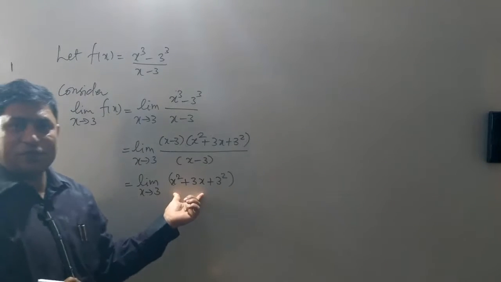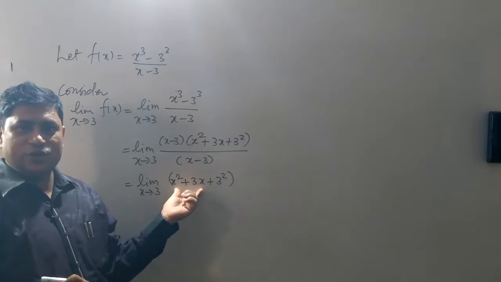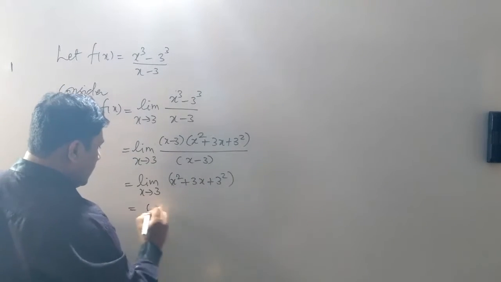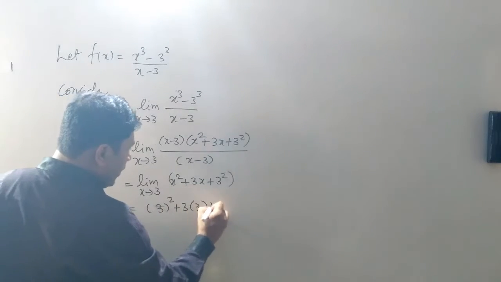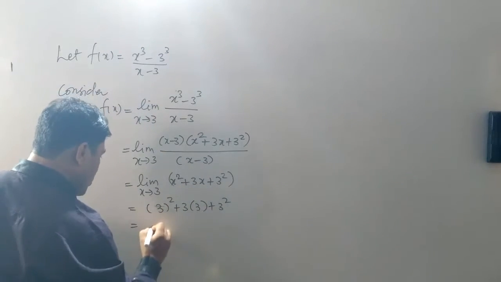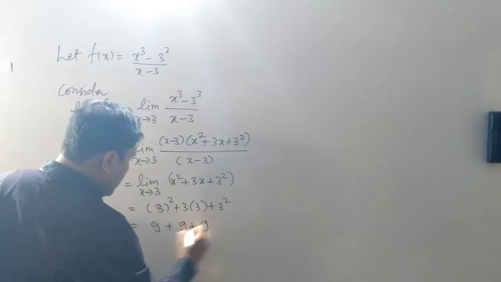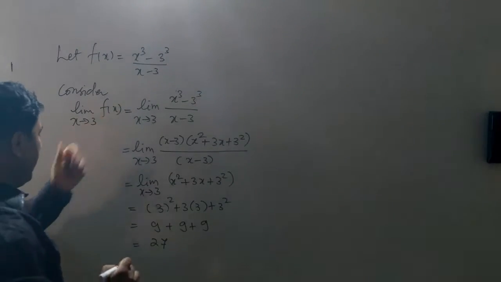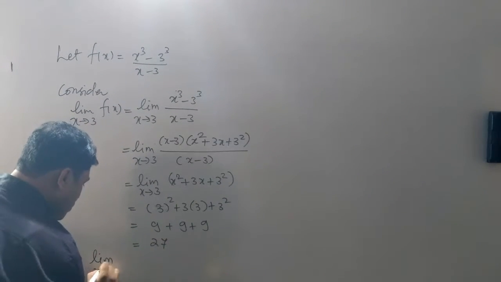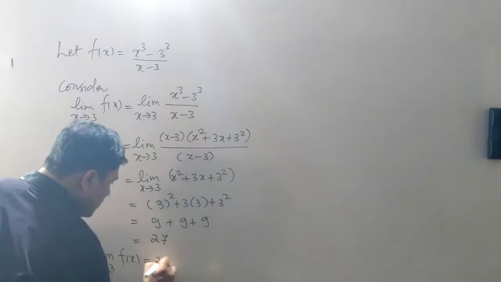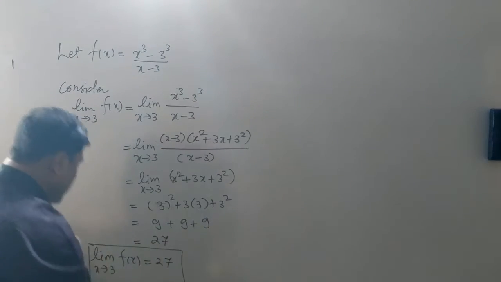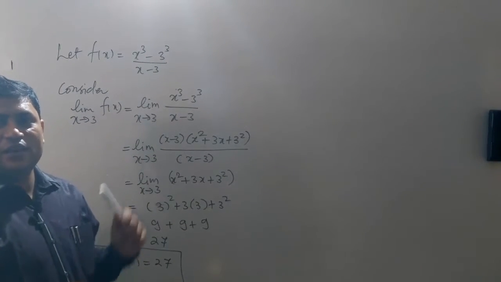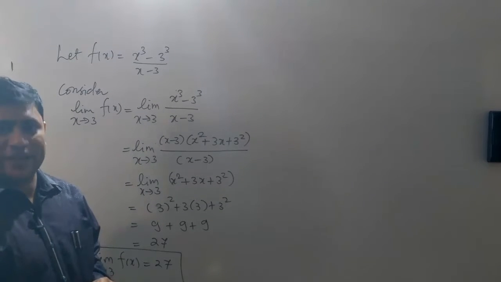And now, as per the previous example, we are able to put the value of x is equal to 3. If I put the value of x is equal to 3, I'll get 3 square plus 3 into 3, and 3 square. So this is going to be 9 plus 9 plus 9, and so this is 27. Now what we got is the limit x tends to 3 f of x is equal to 27. So this way we are able to apply the limit for this function, and we can calculate the limit of this function as x tends to 3.